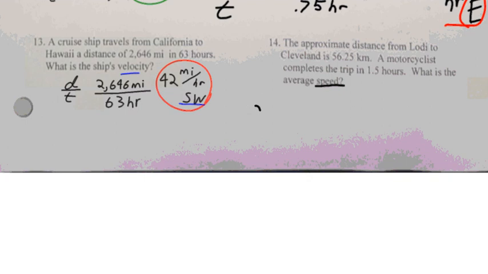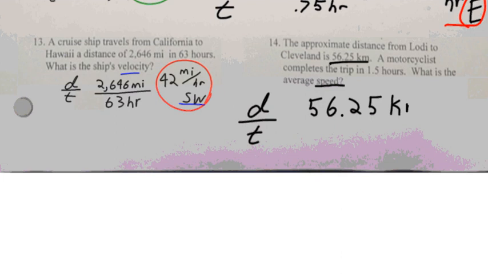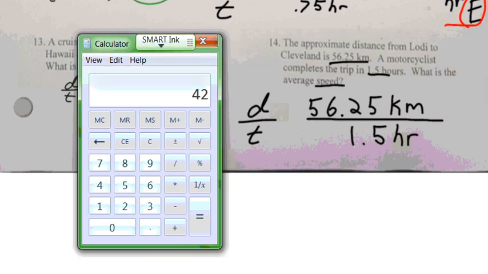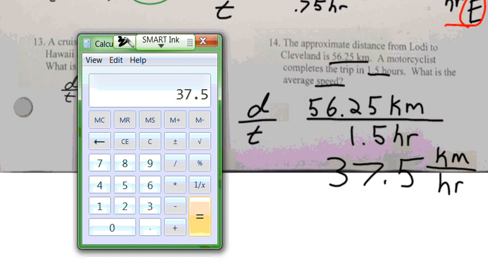Distance in this case being 56.25 kilometers, divided by our time, which is 1.5 hours. And all we need left to do is solve the problem. We've plugged in the numbers. Now we just have to chug it along. We have, clear the previous one, 56.25 kilometers divided by 1.5 hours gives us 37.5. That means that our answer will be 37.5 kilometers per hour. I am keeping the exact same units from the problem, and I'm transferring it down into the answer.